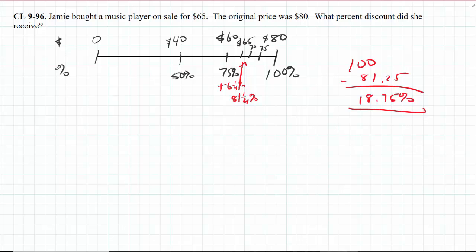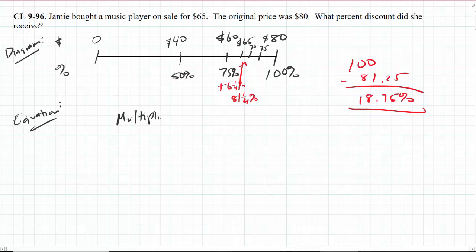What's the other way of doing it? Well, this was the diagram or the number line. The other method is just to use an equation. After we looked at the diagrams, we said after a while we know that we have the general setup, the multiplier, times the original amount, is equal to the new amount.